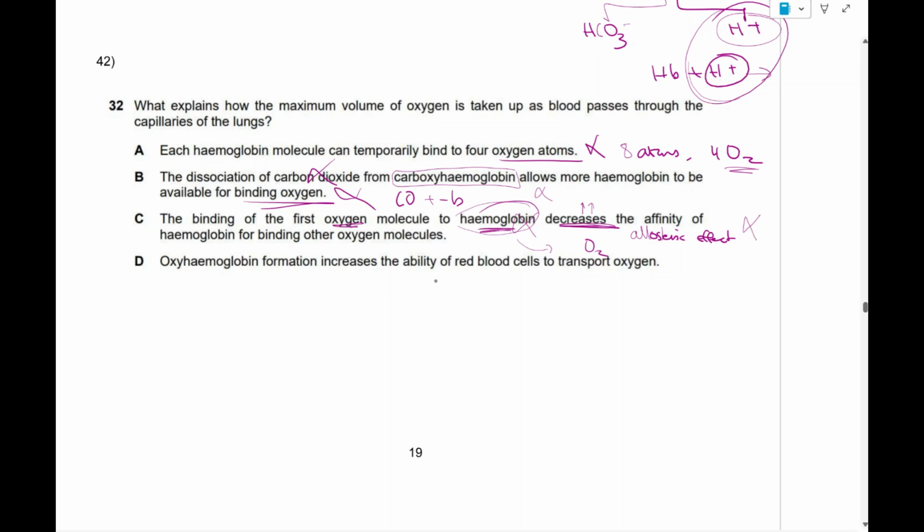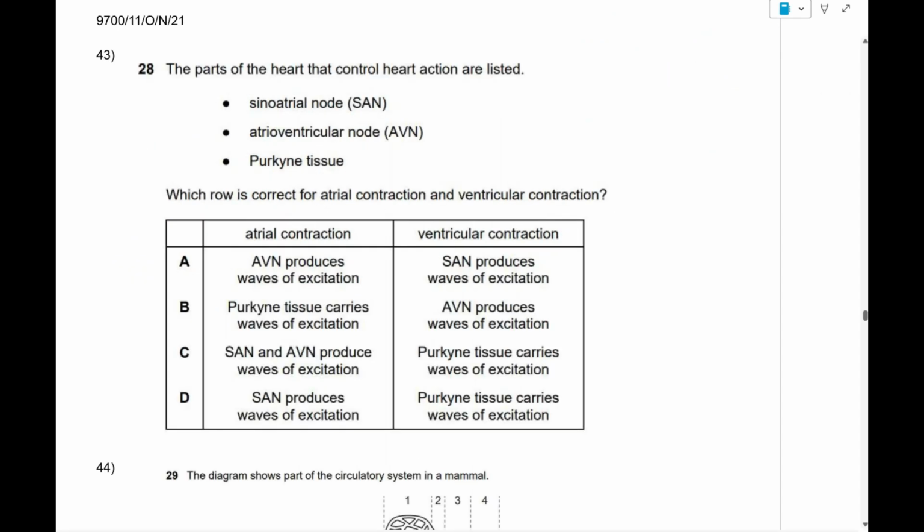D. Oxyhemoglobin formation increases the ability of red blood cells to transport oxygen. This is true because of the allosteric effect of the oxygen that we just mentioned. So the more oxygen molecules that bind to hemoglobin, the easier it is for the next, then the next, until 4 complete oxygen molecules are bound. Therefore, this is correct.